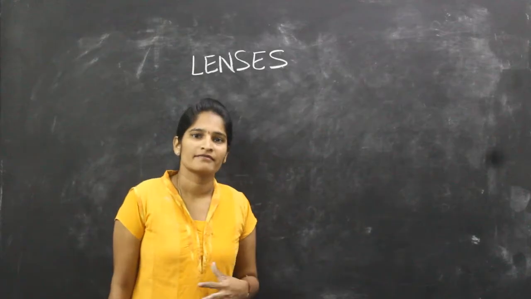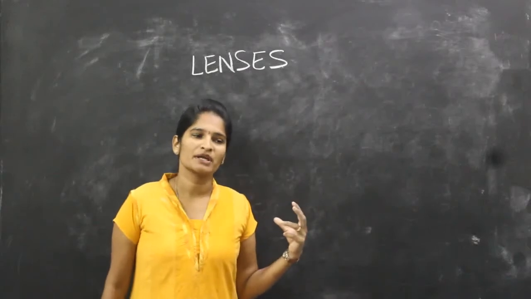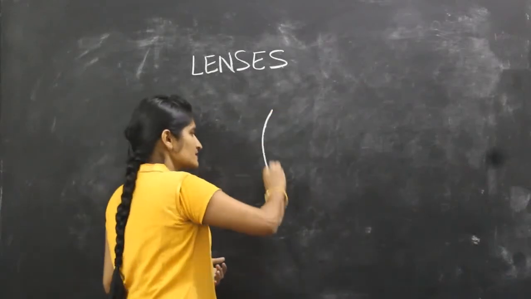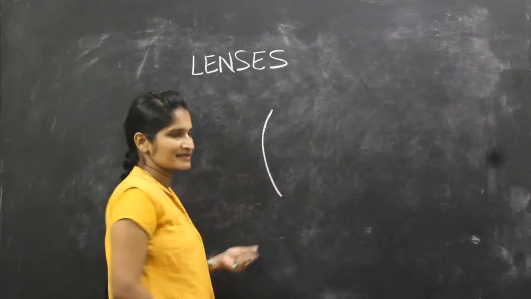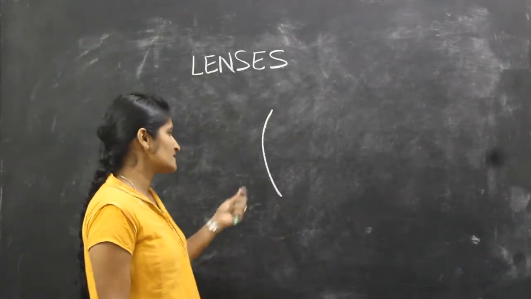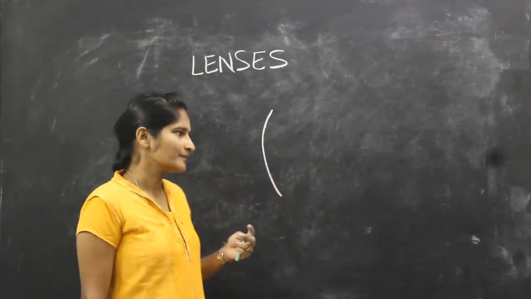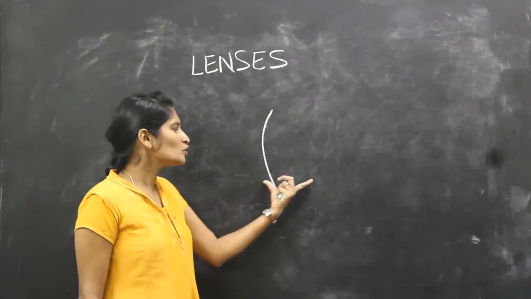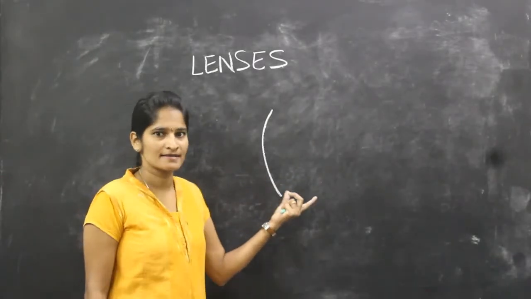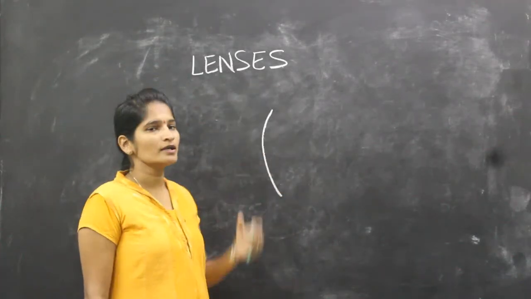We have seen refraction at one curved surface. That means we have considered the medium and only a single curved surface, which may be either concave or convex. So what happens if we consider two curved surfaces? When we consider two curved surfaces, how will the refraction take place? Let us see. First, before going into this, we need to learn about lens.